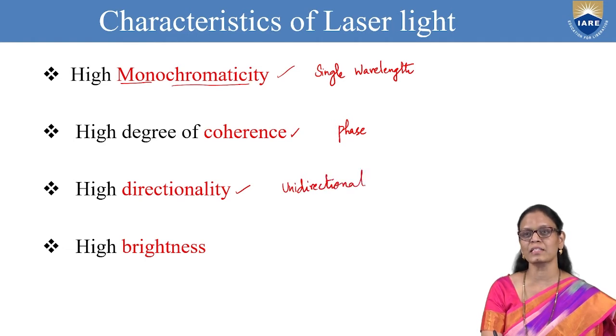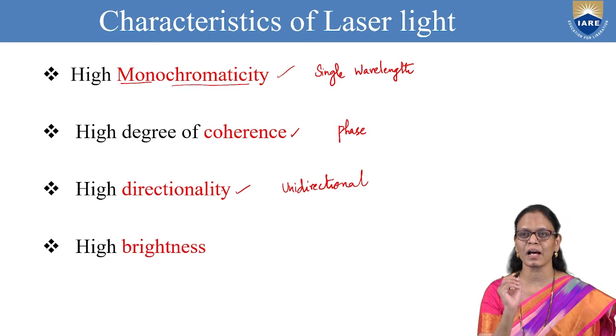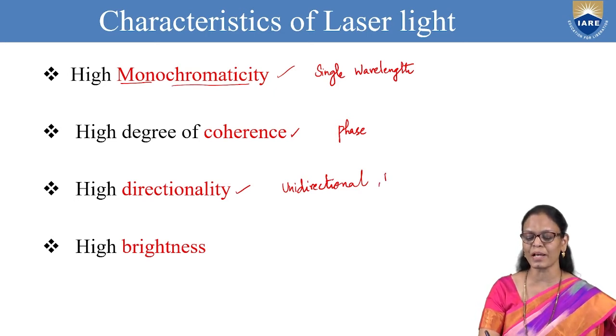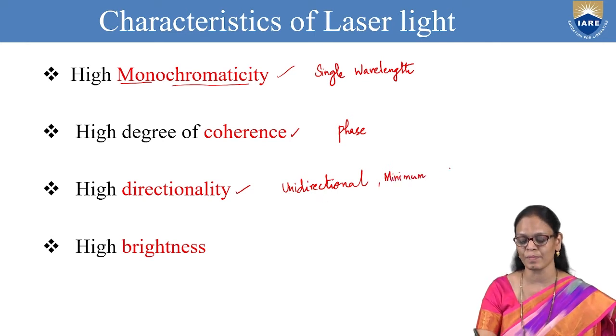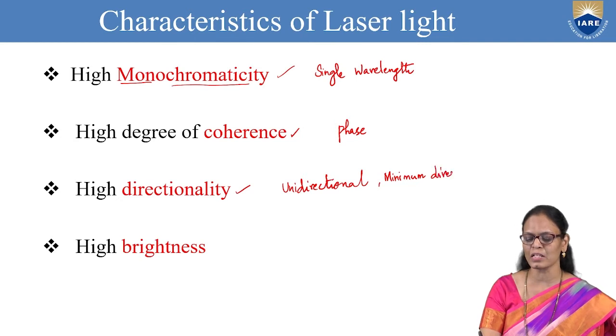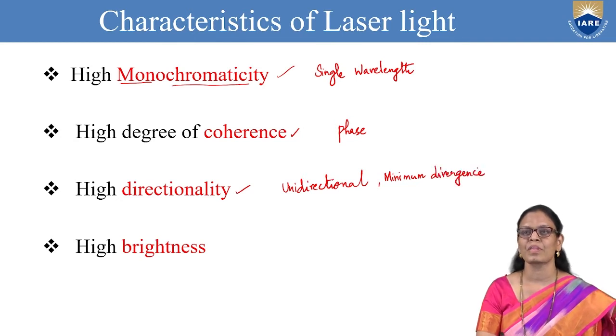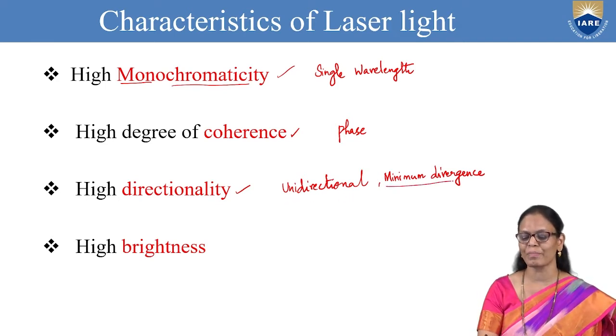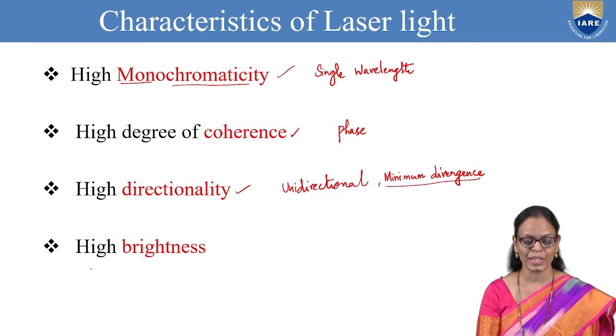Whatever light is emitted by laser travels in almost a single direction and with minimum divergence. That is also very important. Ordinary light will spread after emitting from the source. It may spread in different directions, whereas laser light goes in a single direction, so we say it is unidirectional with minimum divergence.